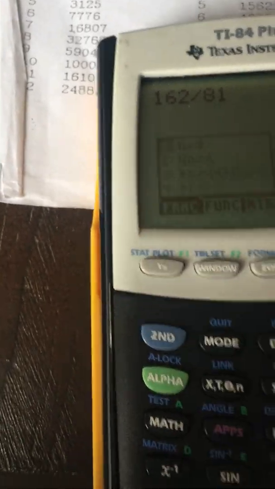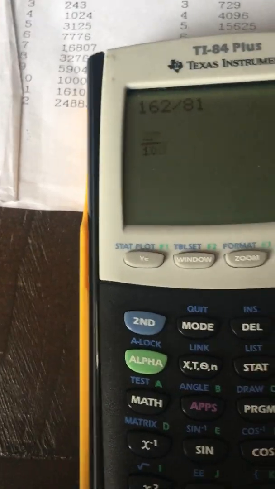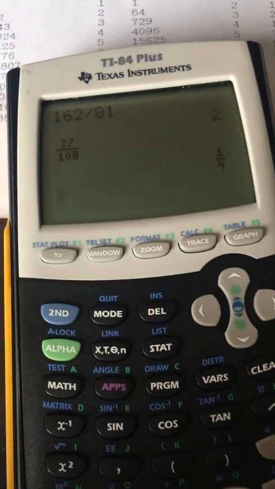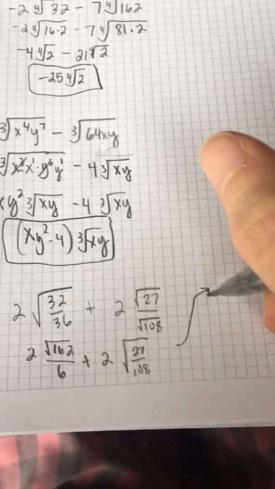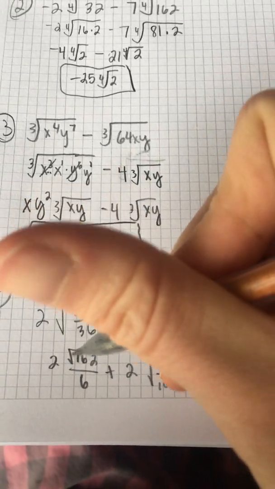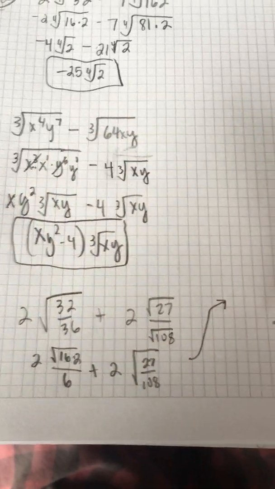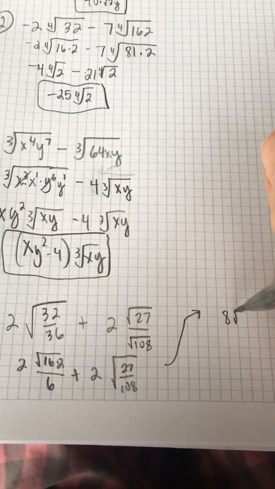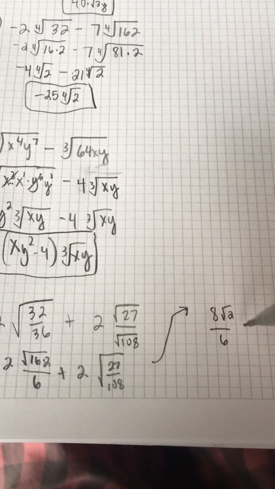So if we're using our calculators, I'm just going to reduce this on my calculator. And I'm going to do 27 over 108, and I'm going to see that that reduces to 1/4. So I'm going to work sideways. I'm going to work this way. And so I get 2, and then the root 16 will come out as 4. So I get 8 outside. 8 root 2 over 6. So I can do some reducing with this.